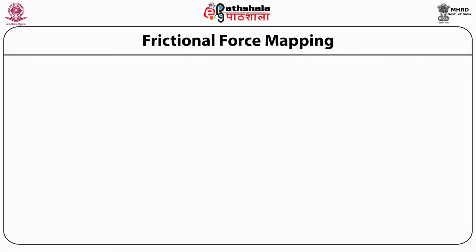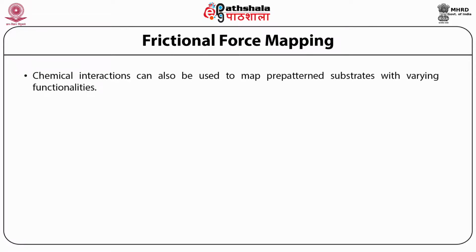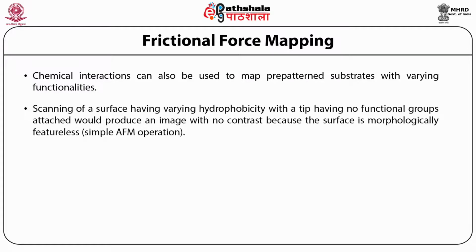Frictional force mapping. Chemical interactions can also be used to map pre-patterned substrates with varying functionalities. Scanning a surface having varying hydrophobicity with a tip having no functional group attached would produce an image with no contrast because the surface is morphologically featureless. Simple AFM operations will also show the same, that the surface is morphologically featureless.